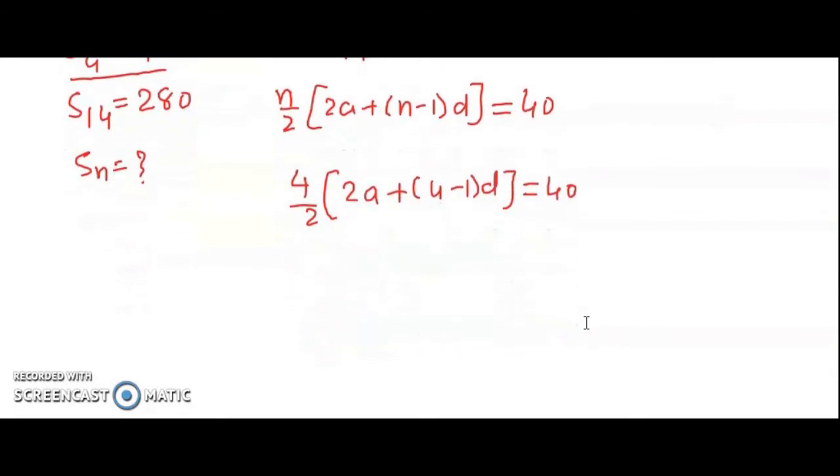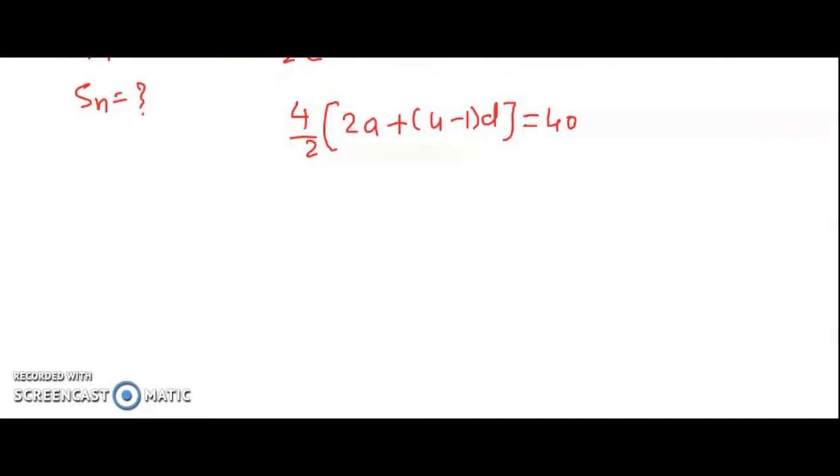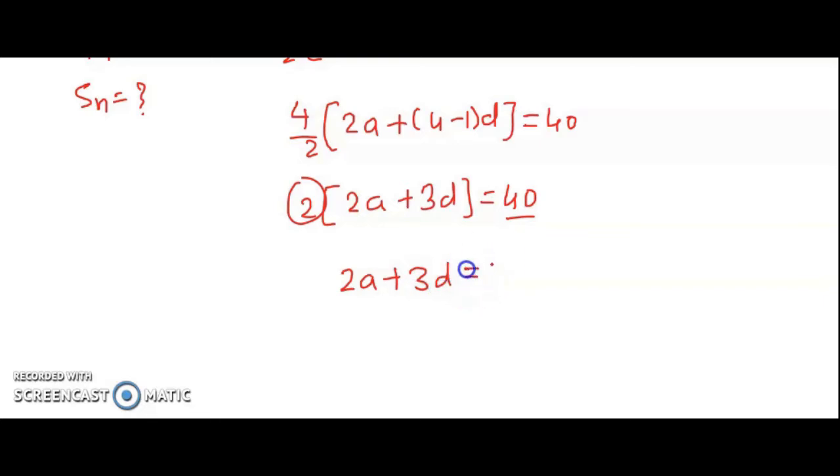Now simplify it. 4 divided by 2 is 2, into the bracket 2a plus 4 minus 1, that is 3d, equal to 40. If we take this 2 to the denominator, we get 2a plus 3d equal to 40 divided by 2, so we get 20. So we get one equation here.